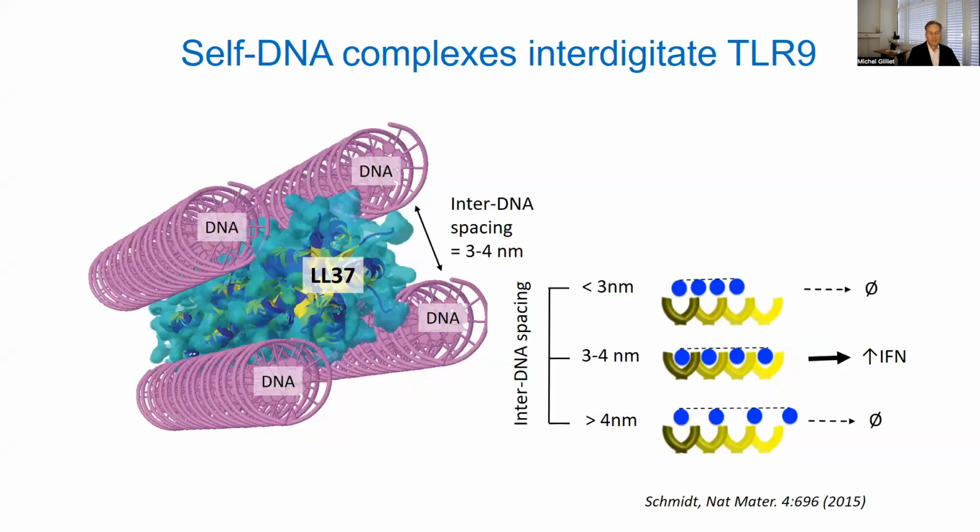Another key mechanism which we discovered a little bit later is that this complex formation induces a very regular structure in which the DNA molecules are spaced from each other by 3 to 4 nanometers. And this allows them, as shown here, to interdigitate perfectly with TLR9 and induce high levels of type 1 interferon. In this study, we showed that complexes which space the DNA at less than 3 nanometers or greater than 4 nanometers are unable to interdigitate with TLR9, and therefore they're not able to induce type 1 interferon efficiently.